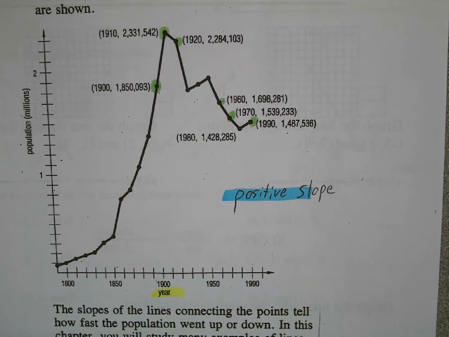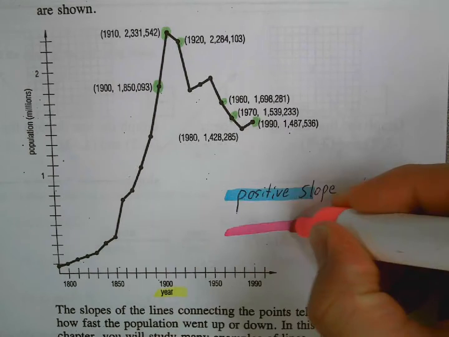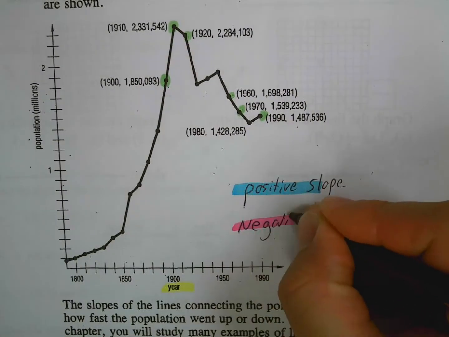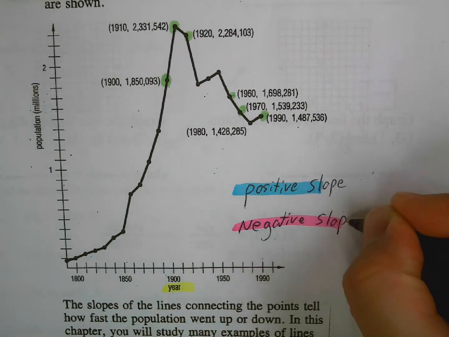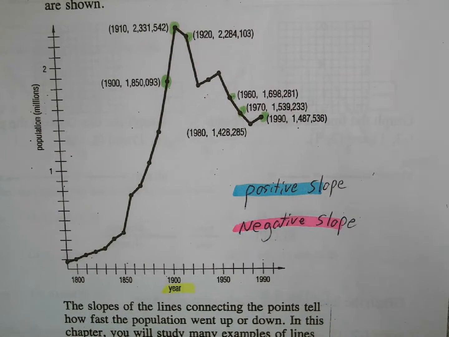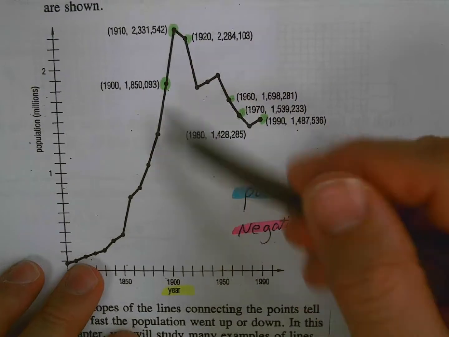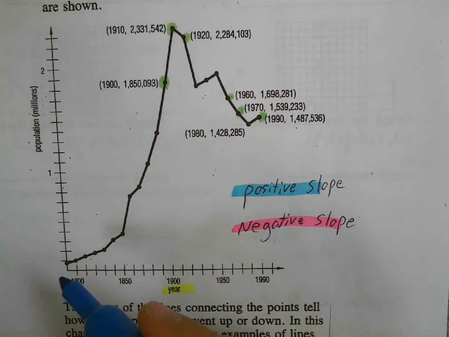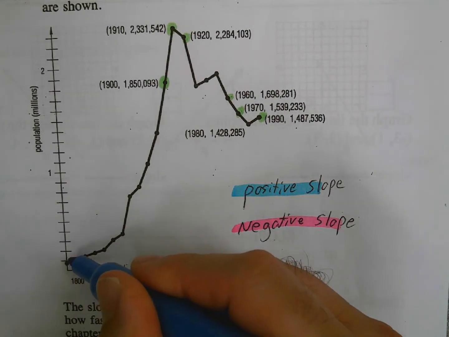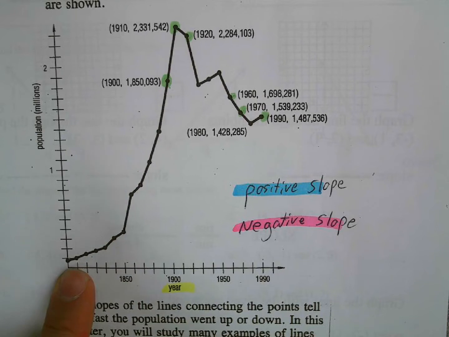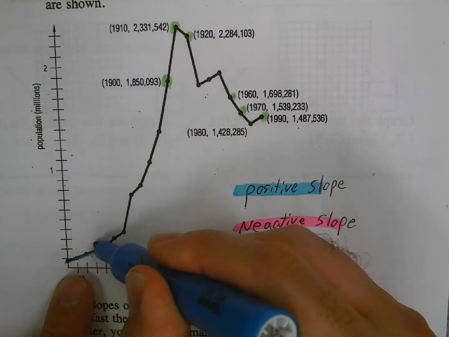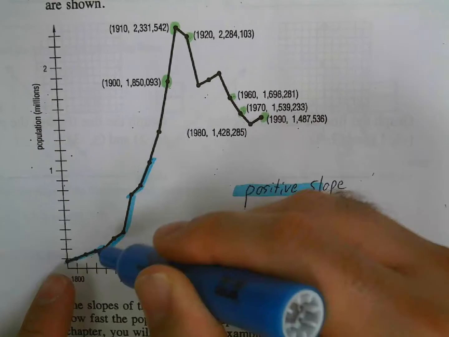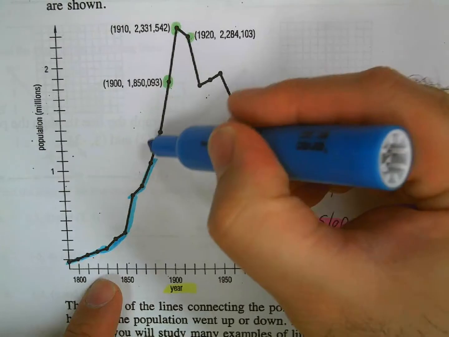All right, and then in red, let us highlight that and call that our negative rate of change, our negative slope. Slope is our rate of change over time. So how is our population changing over 10 years? Let's start from the bottom. As I look from left to right, the line is slanting upward. So we have a positive rate of change because the line's slanting upward. So over time, our population is growing.